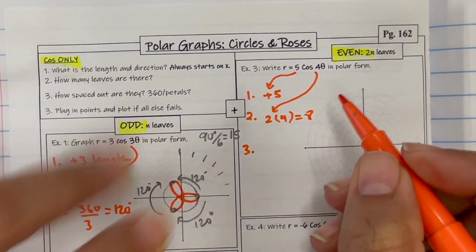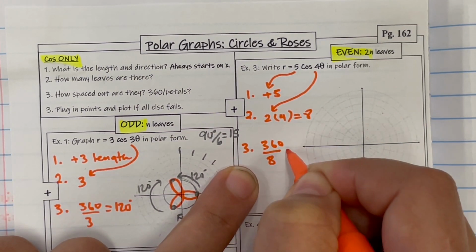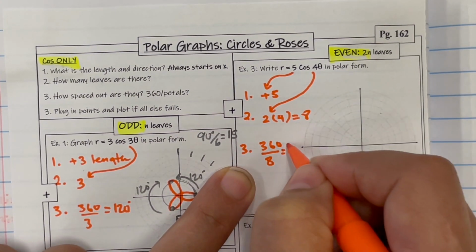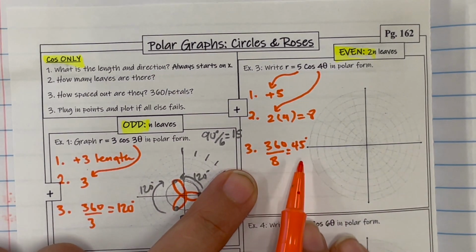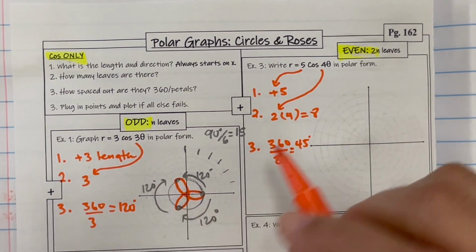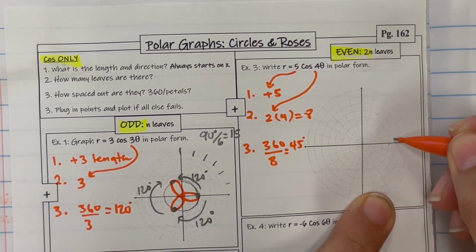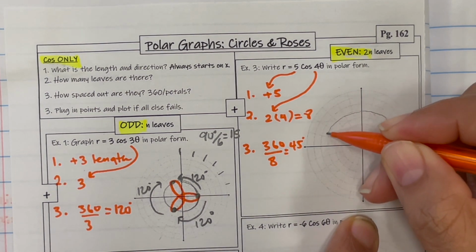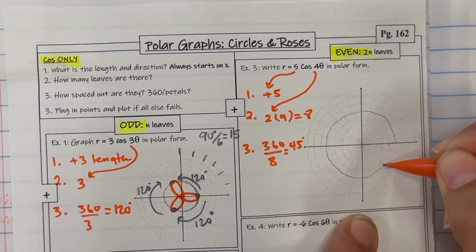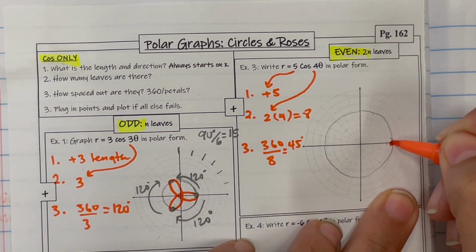And number 3, how spread out are those leaves? It's going to be 360 divided by the number of leaves, which in this case gives me 45 degrees. So every 45 degrees is a leaf. We're going to start off with my x-axis at +5: 1, 2, 3, 4, 5. Again, I'm going to highlight that circle just so that you can see all my points need to be on that circle. My first leaf is at +5.